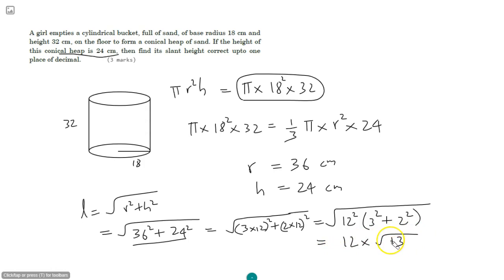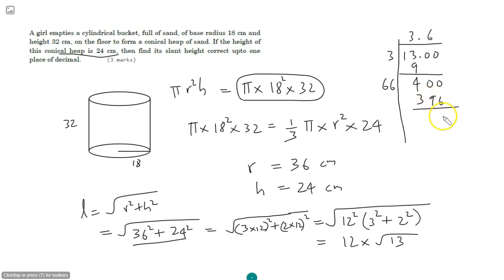Now the only task is to find root 13 correct to one place of decimal. To find root 13, you need to use the old method of finding the square root manually. So write 13. 13 is going to be 3 into 3. It's 9. It's the remainder of 4. 2 times 3 is 6. Let's try 66 into 6. That's going to be 396, right? So remainder of 400. It's going to be 72. And the next digit here is going to be 0.